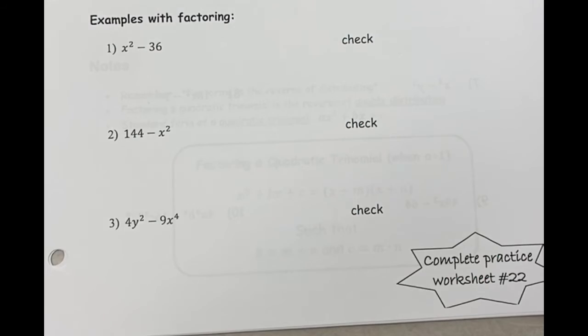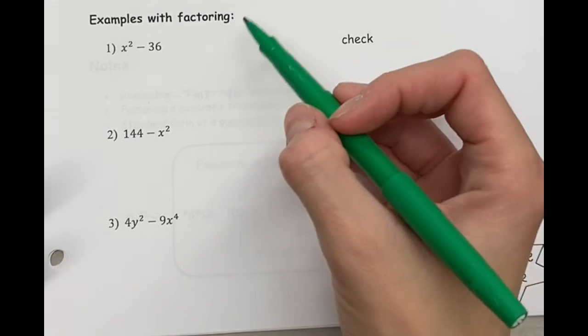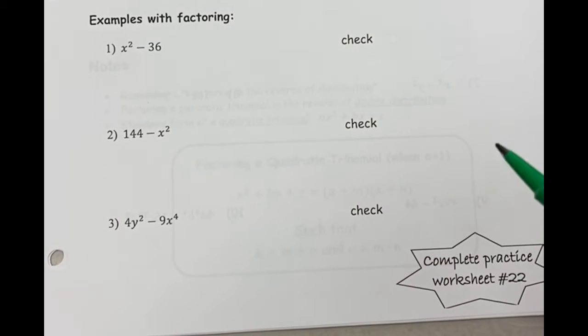So now I'd like to do some examples where we actually factor. So we're going to look here. First thing we want to look for in question 1, we have x squared minus 36.